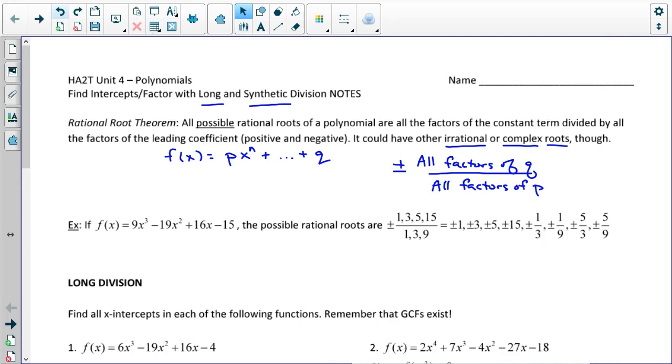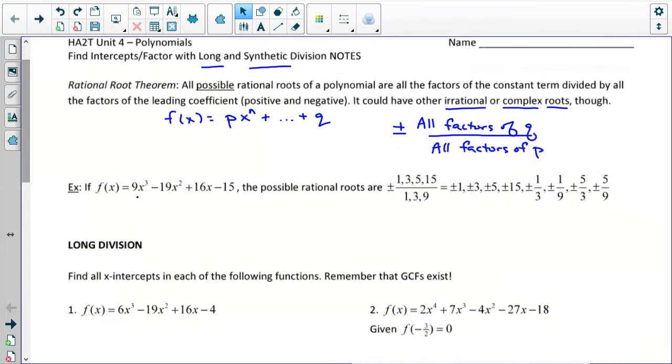So I gave you an example. If f of x is this function, I list all the factors of 15, 1, 3, 5, and 15 in the numerator. I list all the factors of 9 in the denominator, and then I just divide them all out. Notice that 15 divided by 9 is the same as 5 divided by 3, for example. So that shows up twice as 5/3. I don't need to repeat them when I'm listing them out. And I actually don't need to list them out all like this. I just did that to show you how it works out.